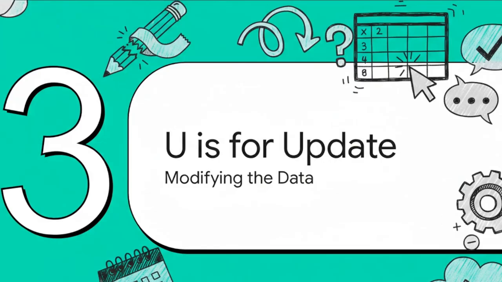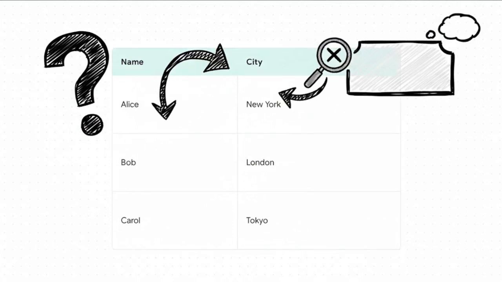But here's the thing, what happens when things change? People make typos, information gets old, data is almost never set in stone. And that's where our third operation, update, comes into play. We need a way to make changes and fix things. To show you this, let's switch gears for just a second. Take a look at this really simple employee table. We've got a column for name and a column for city.